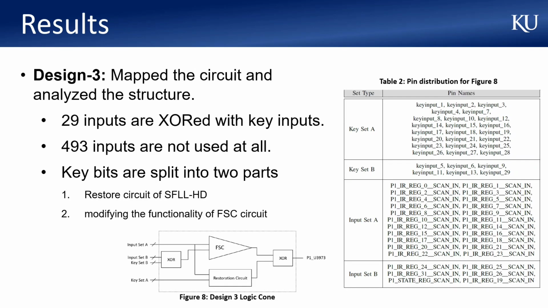In design 3, however, we figured out that 493 inputs out of 522 inputs are not actually in use in the design. Thus, we excluded those inputs and mapped the circuit structurally. We found that the key bits are split and a subset of them are fed to the FSC as well, in addition to the restoration circuits. An overall understanding of the design 3 protected logic cone has been depicted in figure 8.